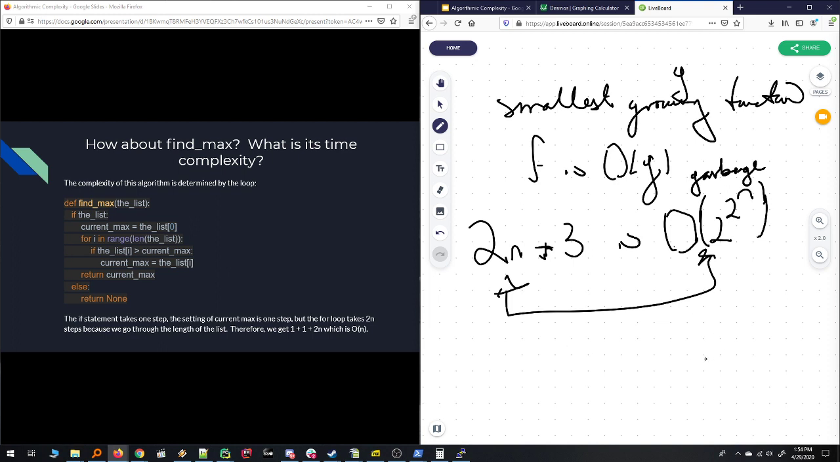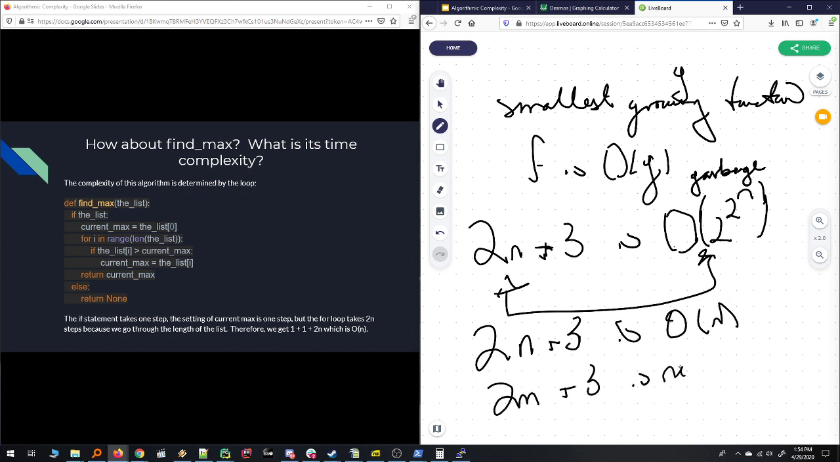The smallest function we can pick is n. If we pick the square root of n, then it's no longer true. But if we pick n, then it works, right? So 2n plus 3 is big O of n, but 2n plus 3 is not big O of, say, the square root of n, because eventually 2n plus 3 is going to grow bigger than any constant times the square root of n. So the answer to your question, Max, is yes. No, the other way. If f is big O of g, then g is big omega of f.